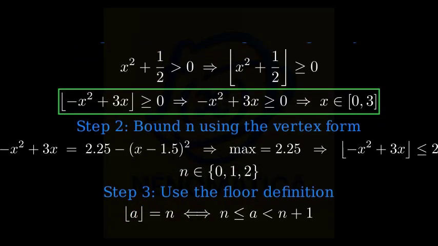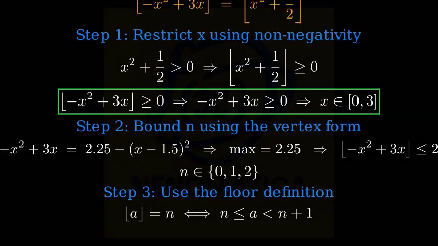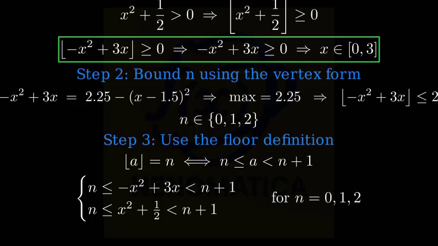Floor of a equals n if and only if n is less than or equal to a, and a is strictly less than n plus 1. We will create a system for each n equal to 0, 1, and 2: n less than or equal to negative x squared plus 3x less than n plus 1, and simultaneously n less than or equal to x squared plus 1/2 less than n plus 1.